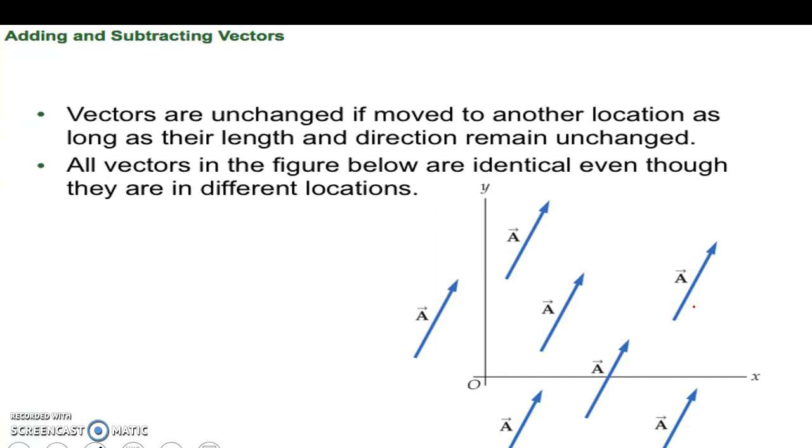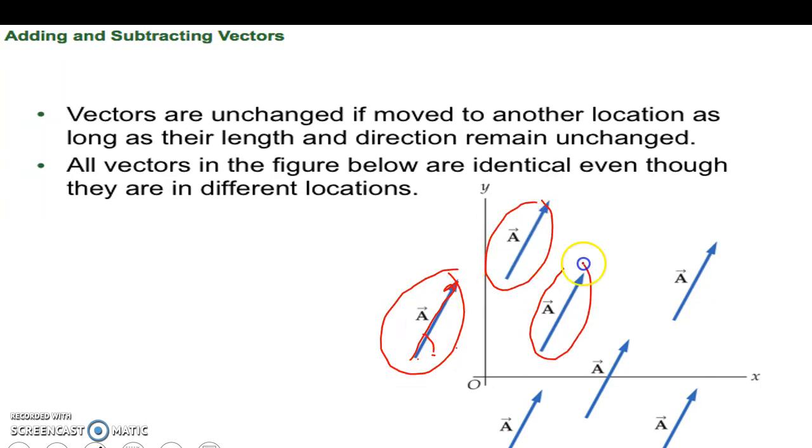Vectors are unchanged if moved to another location. So as long as I know this and my angle, I can take this vector and move it to anywhere on my coordinate plane. And I can use that then to move into positions where I can add them up.